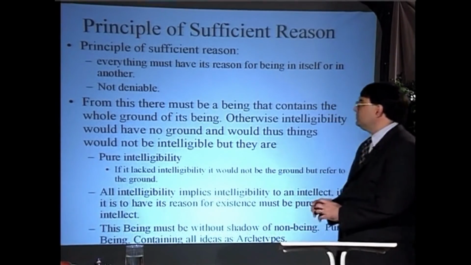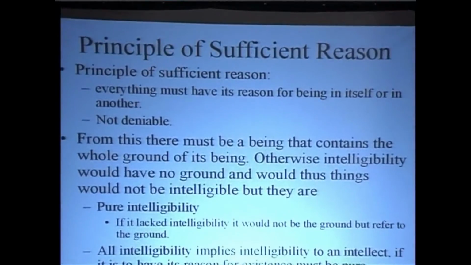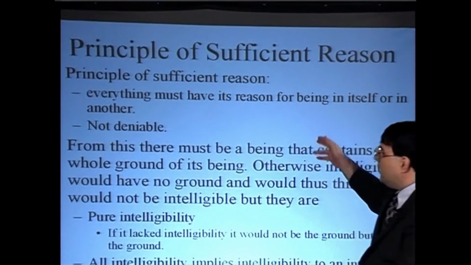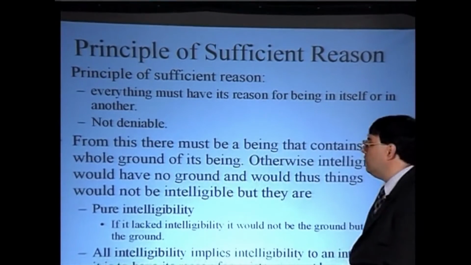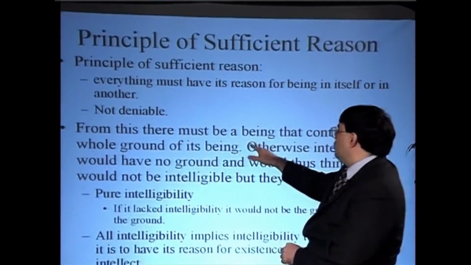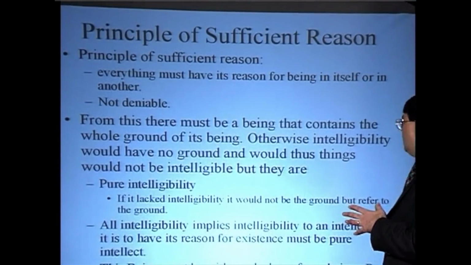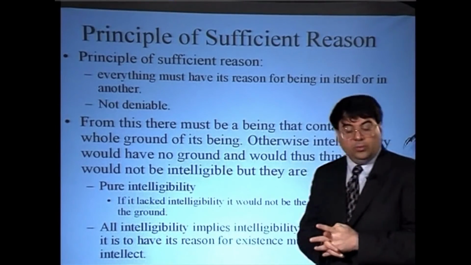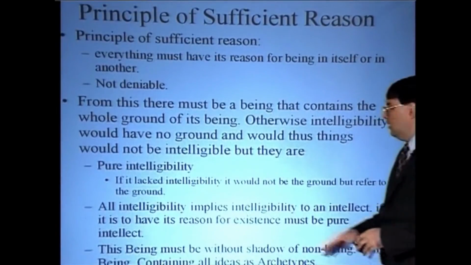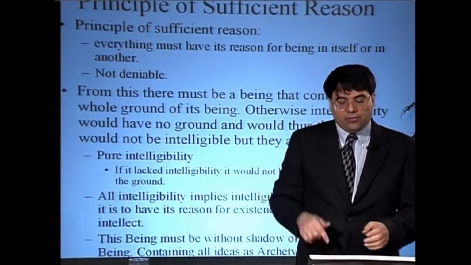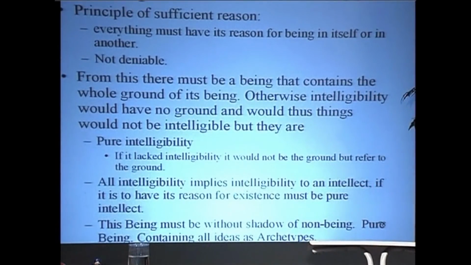This is not deniable, because if a thing has no reason for being, no intelligibility, it is not. So it either is or it isn't. If it is, then its reason is either a borrowed reason or a reason in itself. So from this, we have to conclude that there must be a being that is the whole ground of its intelligibility. Otherwise, intelligibility would have no ground, and thus things would not be intelligible, and they are intelligible. So there must be a being that is pure intelligibility. If it lacked any intelligibility, that lack would imply a reference to something outside of itself, would mean it wouldn't explain itself. And so there must be something that is pure intelligibility.